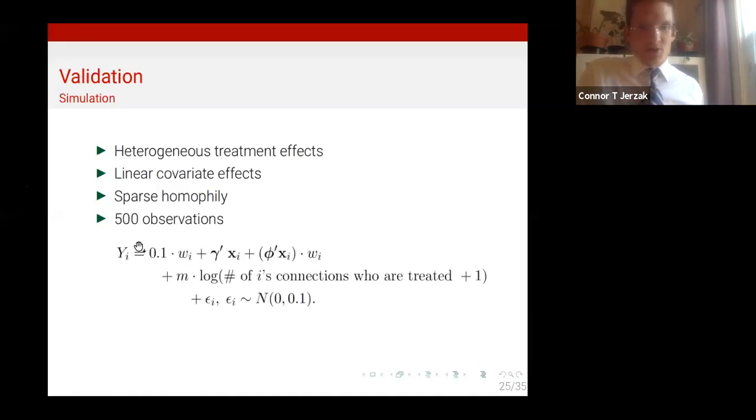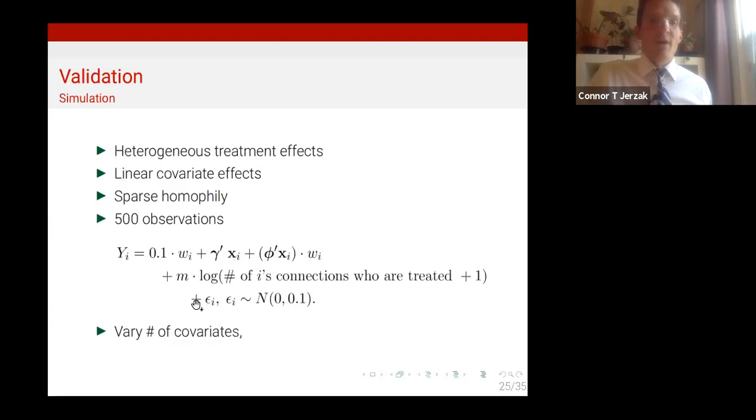And here is just writing out the structure of the model as it's been outlined here. The new thing for us to look at here is this term involving this log. So we have unit i, and unit i has some number of connections who are treated. So the log of the number of connections who are treated plus 1 is going to be the contribution of the network to the outcome. And again, those connections are going to be based on that sparse homophily structure.